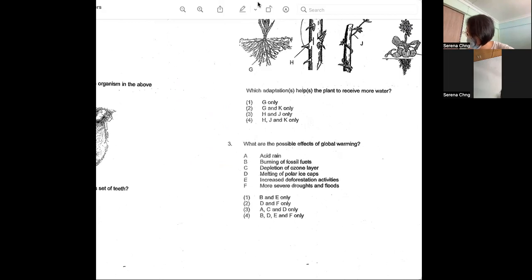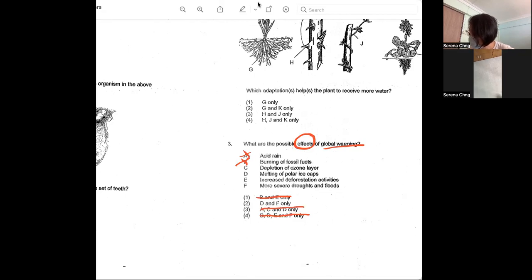Question 3, you have to be careful about effects and cause. Effects of global warming. Acid rain is not an effect of global warming. Acid rain is because smoke given out by factories, motor vehicles, etc. contain harmful pollutants that dissolve in the rain, forming a weak acid called acid rain. So this is more for air pollution. B, burning of fossil fuels, is a cause of global warming, not an effect. So you have to be careful about that. Okay, then you're left with the other options.